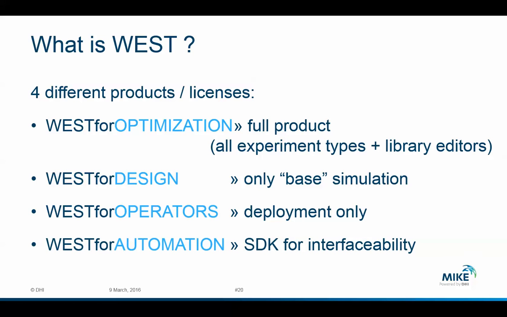Something considerably different from these first three products or licenses is WEST for Automation, which is a software development kit which doesn't come with a graphical user interface and is meant for interfacing WEST, or better, its engine called Tornado, with other components, including SCADA.